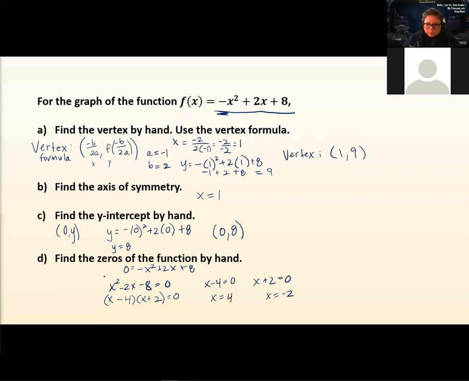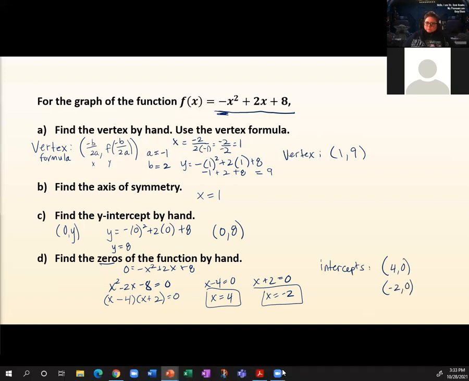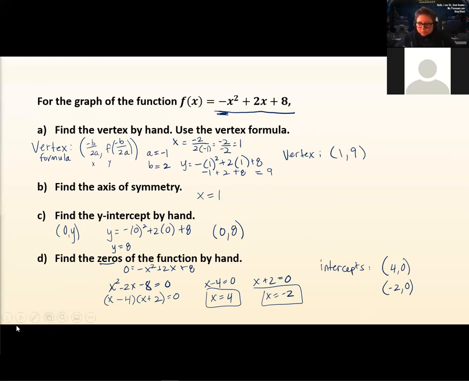Careful. It's asking for zeros, so this would be the answer. But if it wants the intercepts, that would be 4 comma 0 and negative 2 comma 0. Still not done with this particular one.